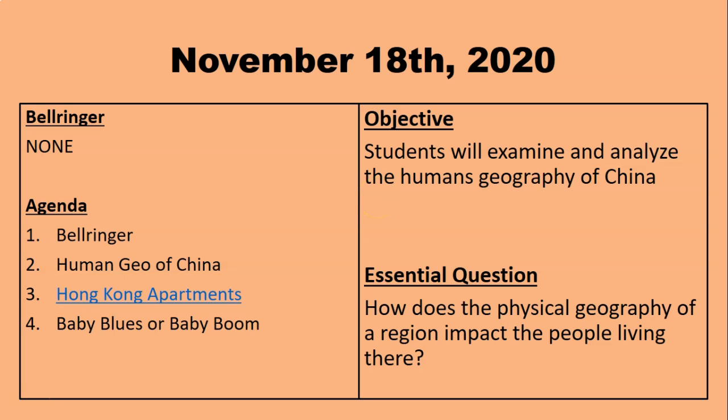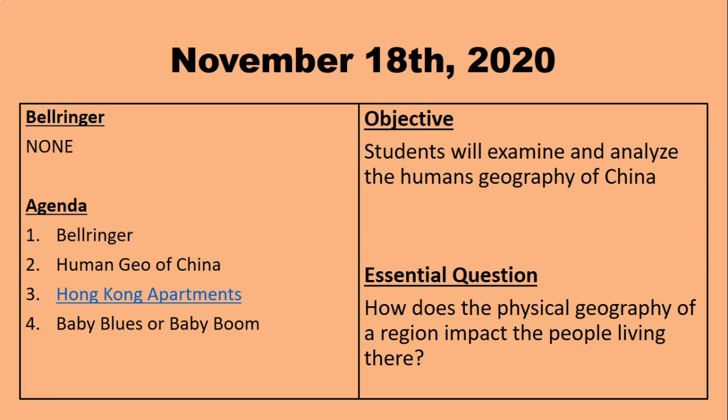So the last 2 days we have looked at the physical geography of China with notes and the reading, and today we're going to move on and analyze the human geography of China. We're going to do that in a couple different ways. First, we're going to do really short mini notes, and we've done mini notes before. You take your own notes, what you think is important, that sort of thing.